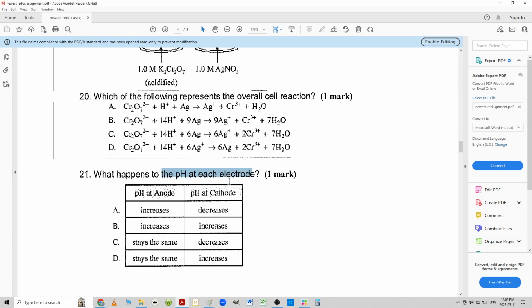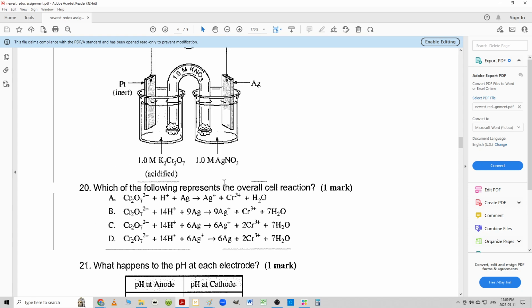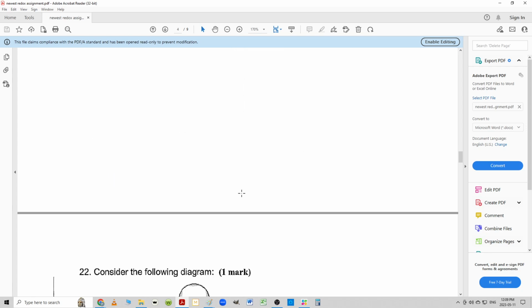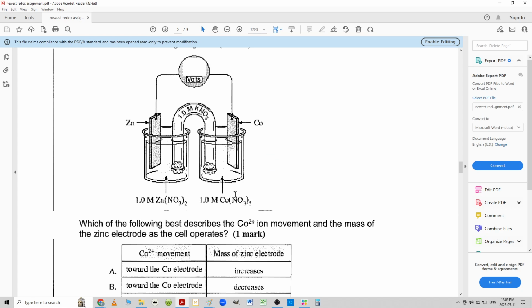What happens to pH at each electrode? That's a great question. So you're going to have to look at what's going on in terms of hydrogen, which is going to be affecting the acidity. One is going to become more basic and one's going to become less. So one's going to become more acidic, one's going to become less acidic. And it's very much based on the reaction as to what is created. And that's covered in your textbook as well.